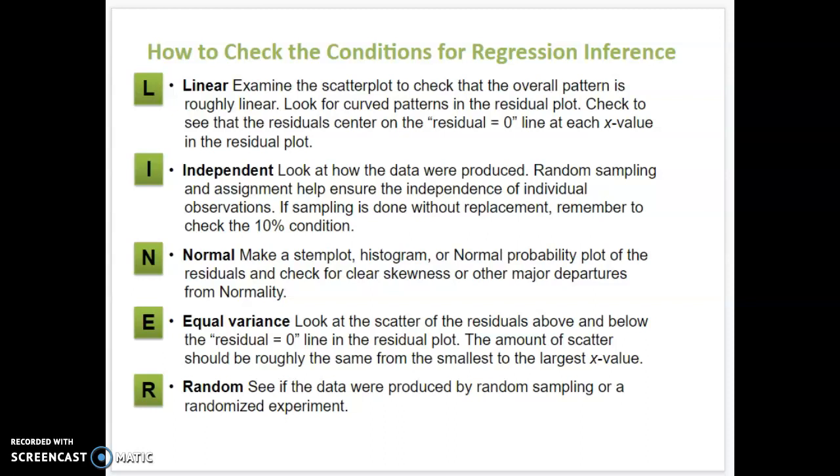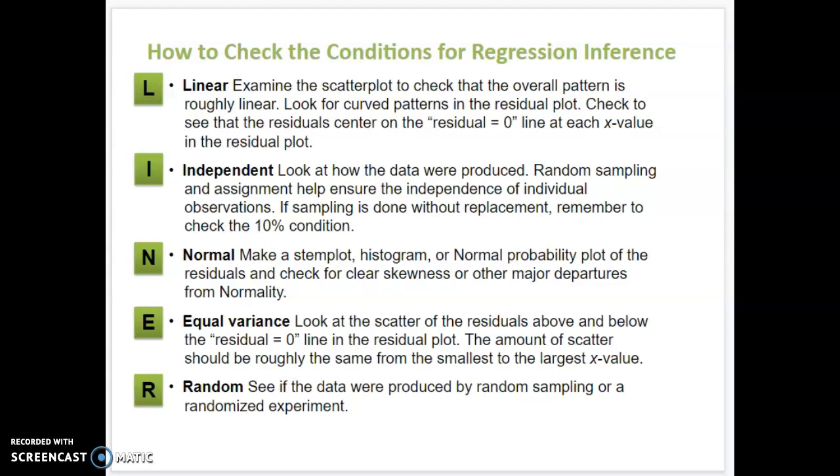And then equal variance, the scatter in my residual plot that I could have checked back when I checked the linear condition, should be about the same across the board. So from the smallest to the largest X values, so from left to right, they should be pretty evenly scattered. I don't want to see early on for small values that my line is predicting very well, that the points are very close to the line, which is what the residual is measuring. So those would be small residuals, and then have it kind of fan out at the end, that it's getting less accurate for larger values of X. And then random, we also already know from the context.